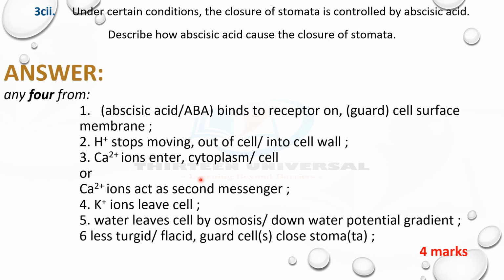So look at it. Binds to the receptor on the guard cell surface. Hydrogen ions stop moving out. Calcium ions enter. Calcium ions act as a second messenger. Potassium ions leave the cells, and water leaves by osmosis. Water potential goes down. So that is it, guys. Just 4 marks. Make sure you memorize this and remember it. This is how it works.